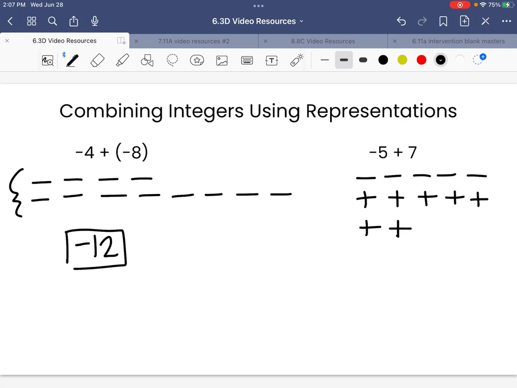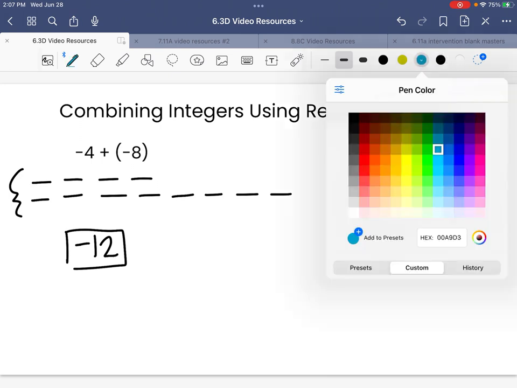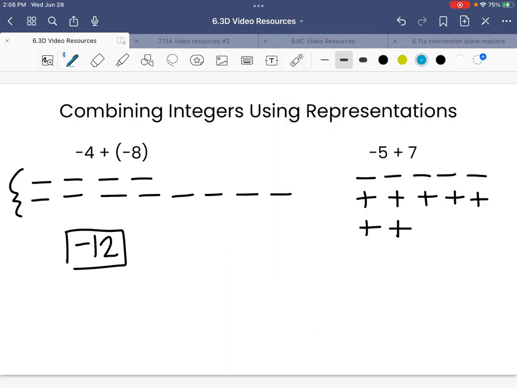Now this problem looks a little different than the previous one because now I have positives and negatives, which, think back, are very similar to yellow and red counters. And I know a negative and a positive create a zero pair. So when I look here, I see that this positive and negative will create a zero pair. This positive and negative will create a zero pair. This positive and negative will create a zero pair. And the last two sets of negative and positive will create a zero pair.